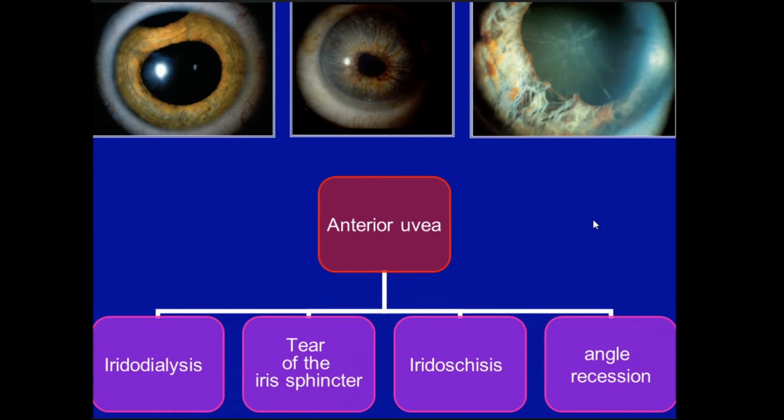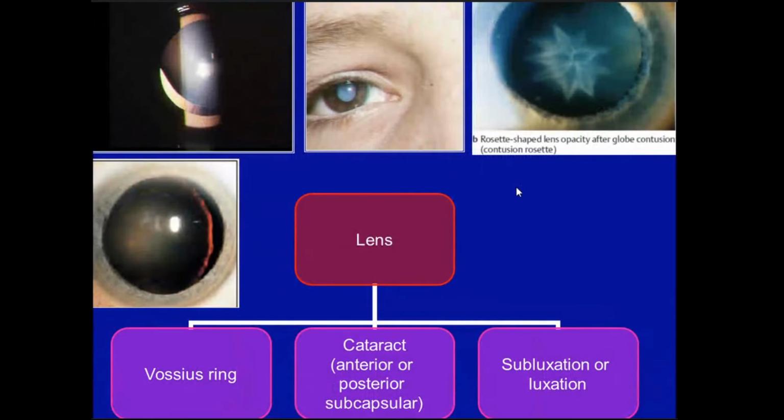As for anterior uvea, pathology of the iris, we can see iridodialysis. We can see tear of the iris sphincter, iridoschisis, and angle recession. Okay, let's go further, deeper in the structure of the eye. Then after iris, lens. We can see Vossius ring.